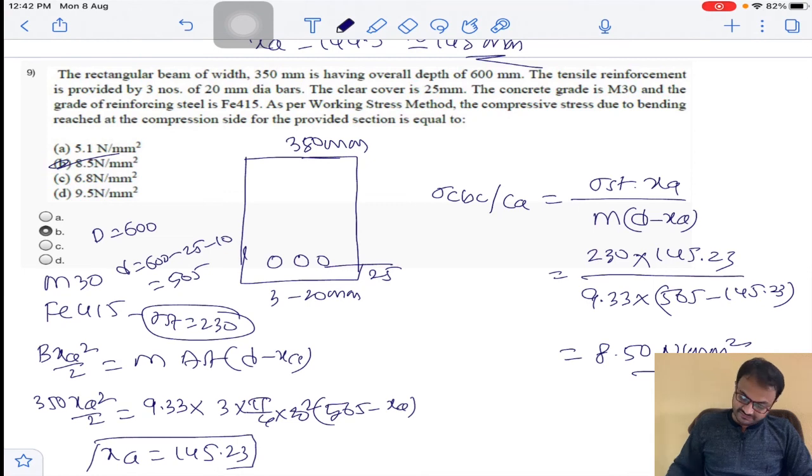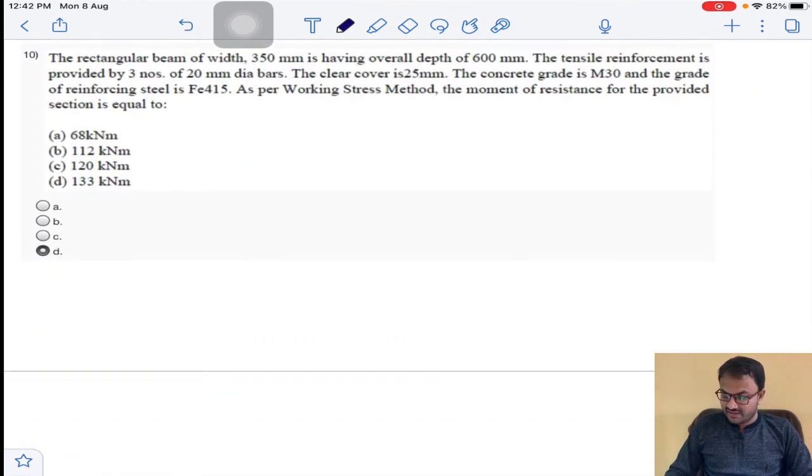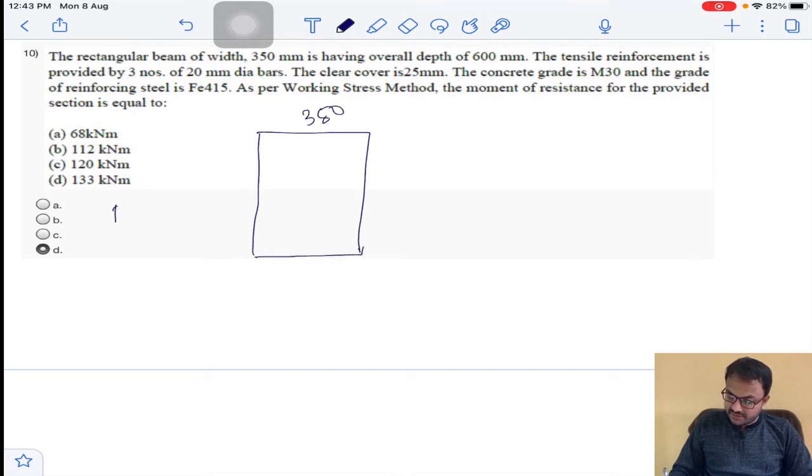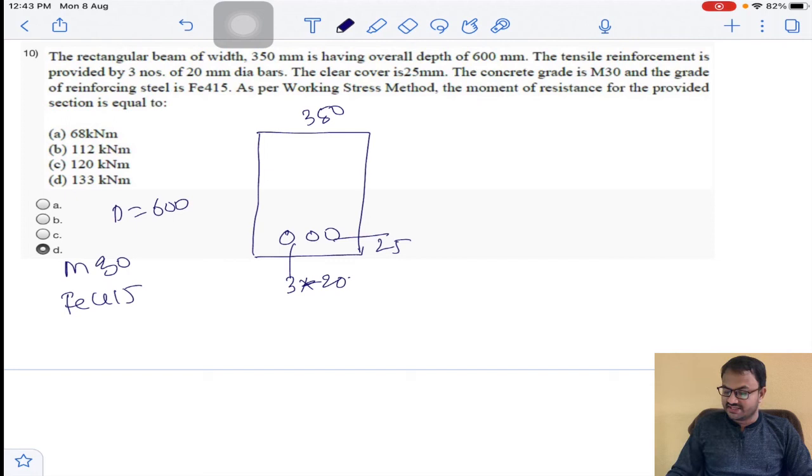So the last question. A rectangular beam of width 350 mm and overall depth capital D equal to 600 mm. The tensile reinforcement is 3 bars of 20 mm, clear cover 25, grade of concrete M30 and grade of steel FE415. Find the moment of resistance. So that is moment of resistance.